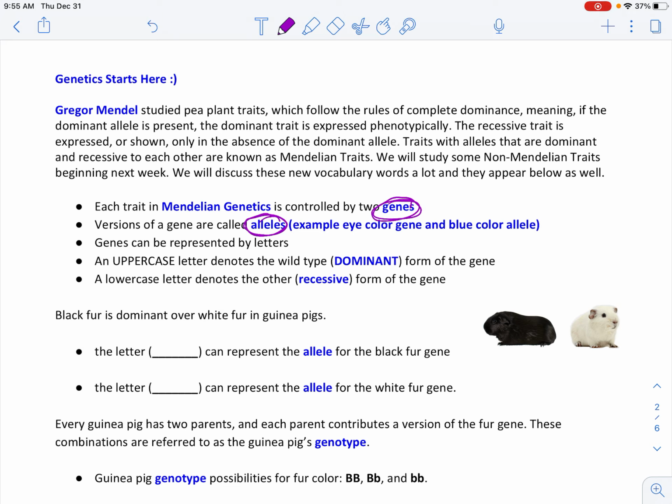So, eye color is the example I gave, but so you're going to have a gene for eye color. Now, it's more complex than that. You have more than one gene for eye color. But let's just say there's a gene for eye color, and then you have the allele, which is the brown or blue or hazel eye color, right?